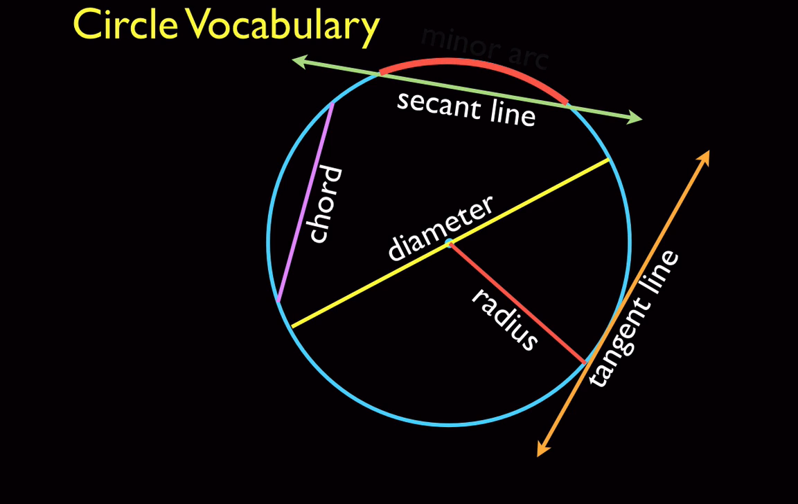So this right here is considered a minor arc because it's less than 180 degrees. A major arc is more than 180 degrees. So as you can see, it goes just past the diameter. So that's called a major arc. So if you haven't already done it, make sure in your notes that you update all of those things.